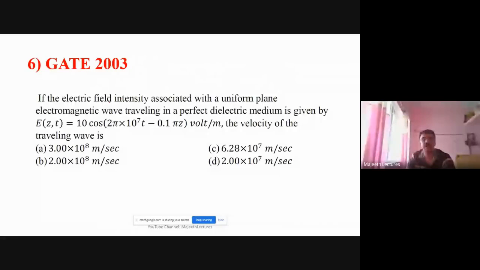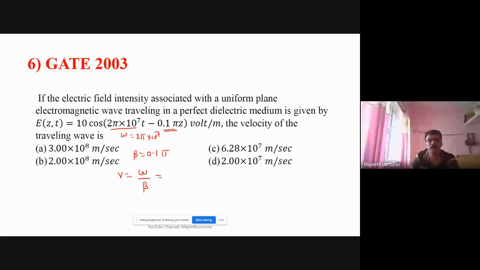If the electric field intensity associated with an electromagnetic wave traveling in a perfect dielectric medium is given by this one, what is the velocity? So you see, this is E cos(omega t minus beta z). Omega is 2 into 10 power 7, and this is beta, 0.15. What is velocity? Omega by beta.